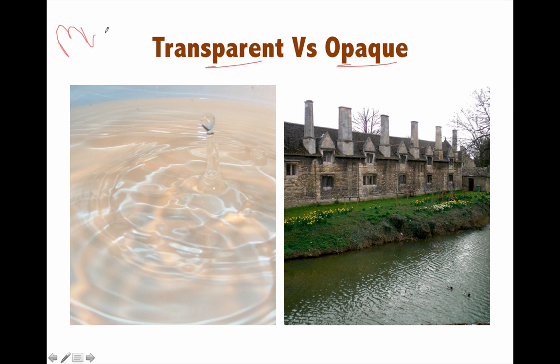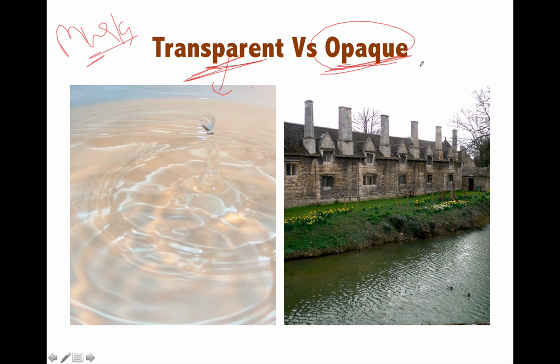So we talked about murky. Now murky was not very clear, but transparent means something through which the light passes easily. So transparent is like very clear water, or let's say there is a lake and you can see the bottom of the lake also. That means the water is transparent. Otherwise you would not have been able to see the bottom of the lake.